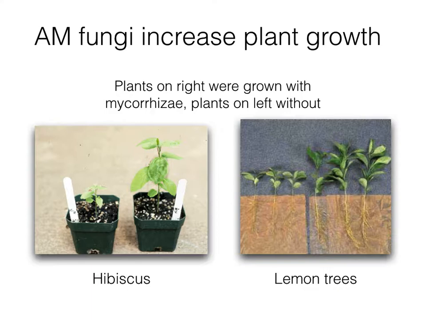There are many studies that have very clearly shown that plants colonized with arbuscular mycorrhizal fungi can significantly increase plant growth. This is just simply an illustration of that: plants on the right were grown with mycorrhizae, plants on the left without, for two different plant species. So hibiscus on the left, lemon trees on the right, and the individuals on the right are those that are colonized by mycorrhizal fungi. This has been demonstrated in quite a wide range of plant species, and with different species of arbuscular mycorrhizal fungi as well.